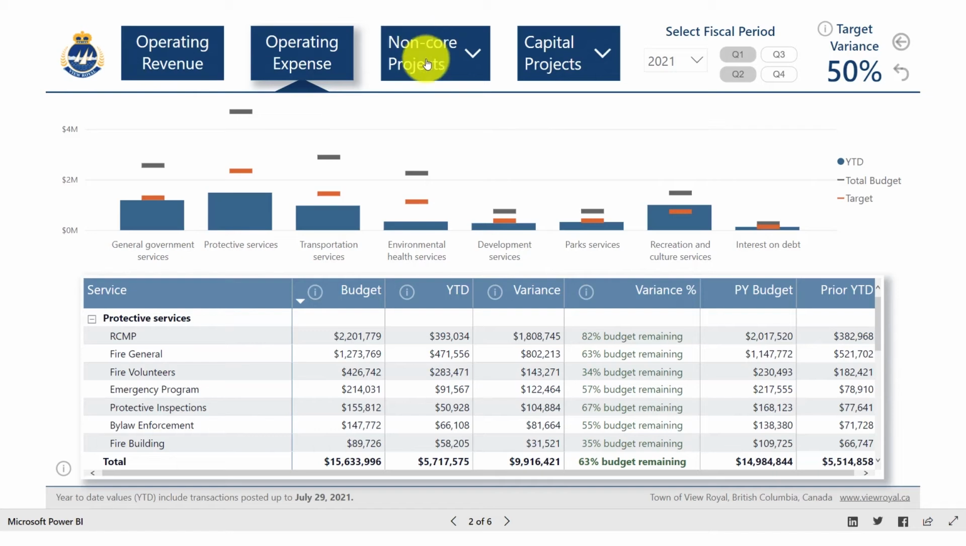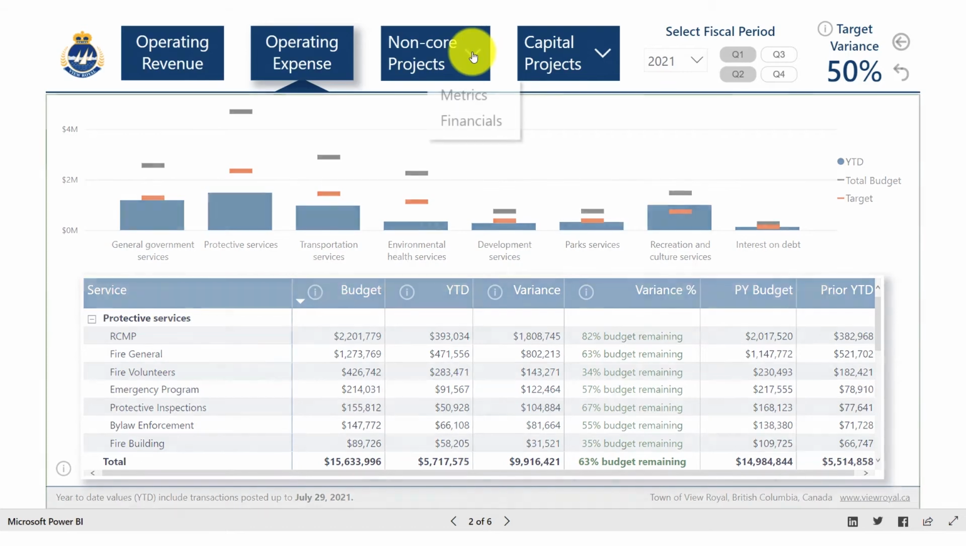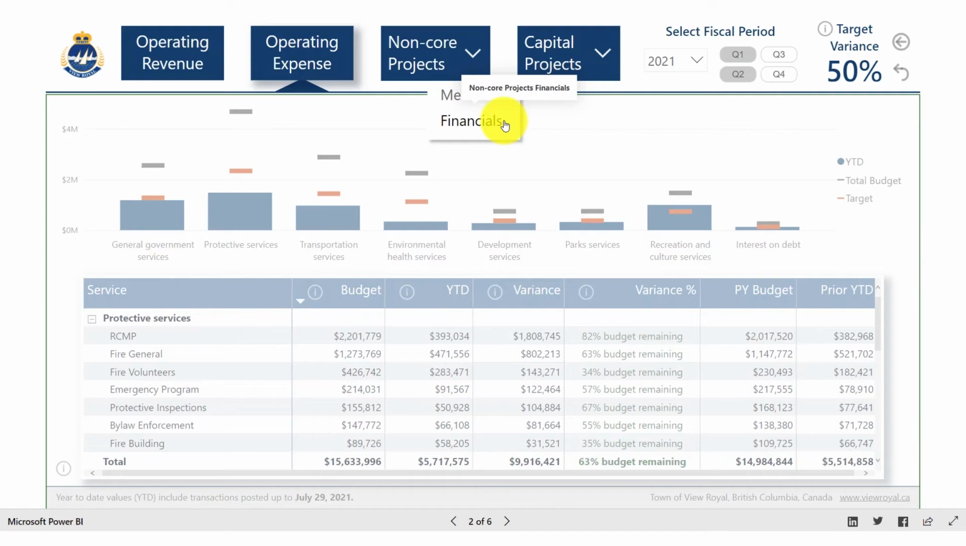Let's look at the project section of this report. You've got the choice of either non-core projects or capital projects. Non-core projects represent a change to service levels or are new, non-recurring, or infrequent items. When you click the drop-down menu, you see you have two choices, metrics and financials. Metrics is the non-financial components of project tracking, and then of course financials are the numbers associated with the project and its budget.